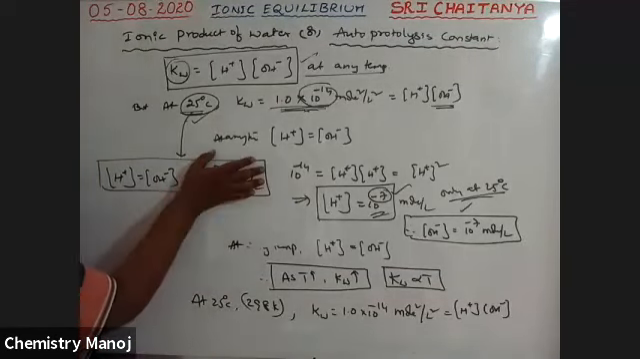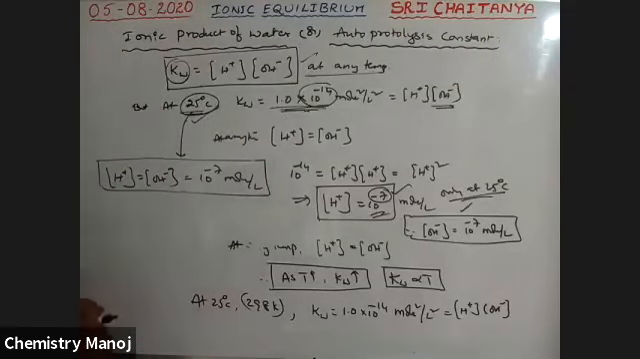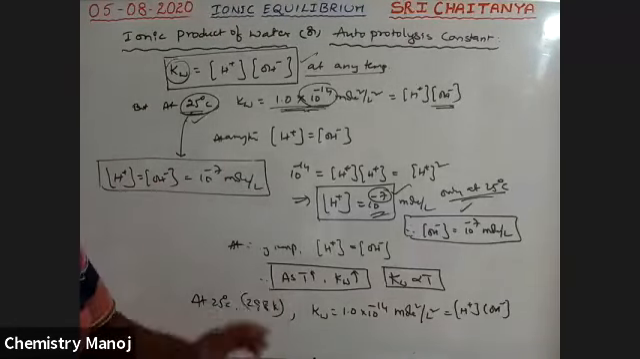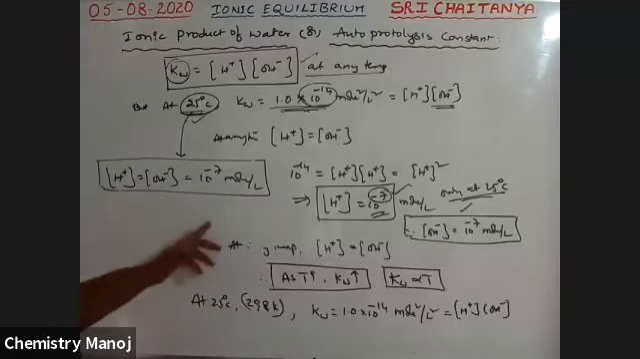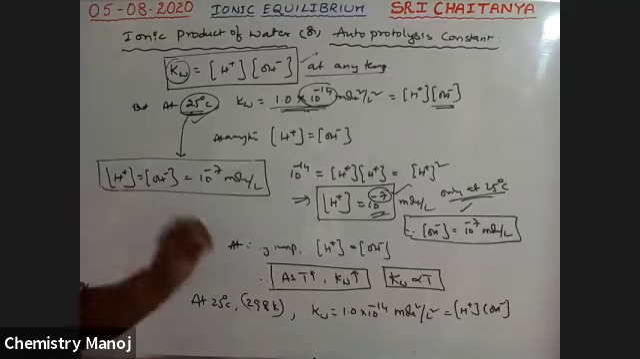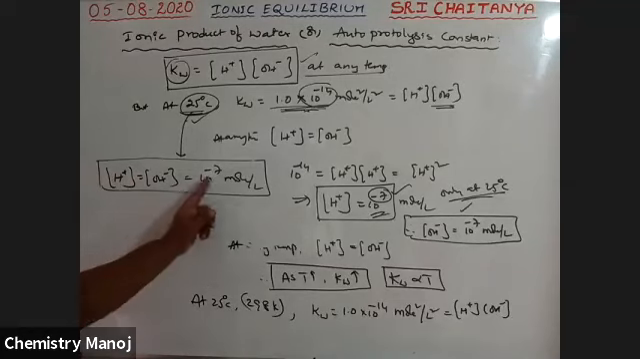If there is no value given, the relation H+ equal to OH- holds good at any temperature. But if you use the value 10^-7, it is applicable only at 25 degrees centigrade. So please keep in mind, it is very, very important. So in pure water, H+ concentration is equal to OH- concentration, which is equal to 10^-7.